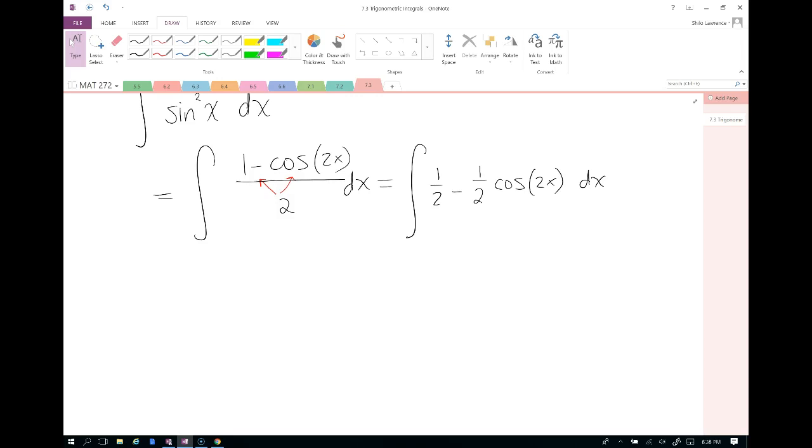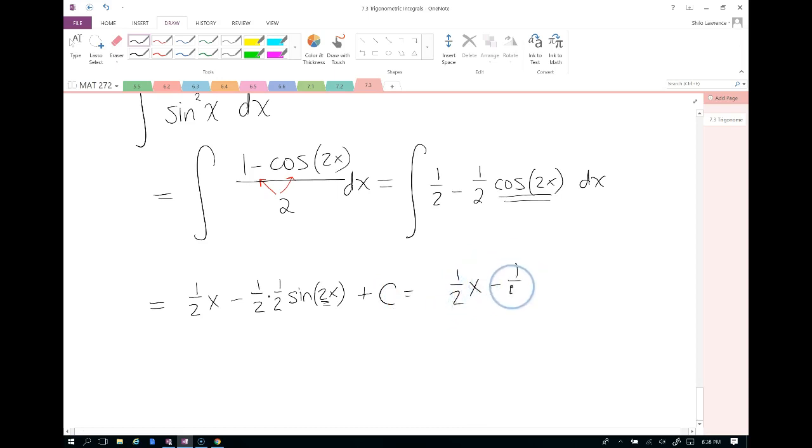Now this one's very easy to integrate because the antiderivative of 1/2 is 1/2 x. The antiderivative for cosine is going to be sine of the same angle, but then you also have to divide by the derivative of the angle, which is 2. So that's going to put an extra 1/2 out front. So we get 1/2 x minus 1/4 sine of 2x plus c.